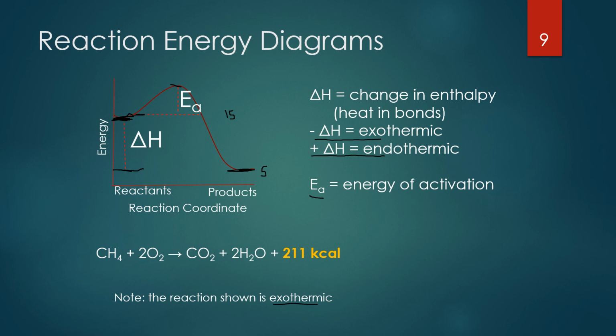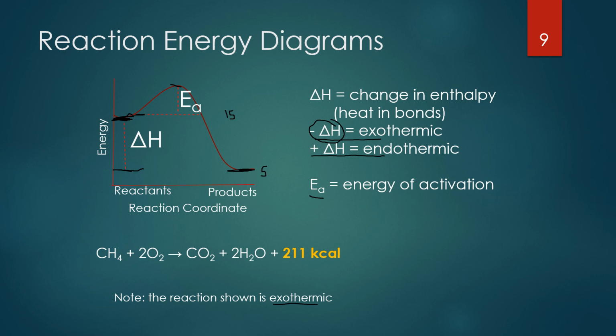So a negative number, or negative delta H, is exothermic. That's how I know just by looking at this diagram. So the rule is, if your products are lower in energy than your reactants, you have an exothermic reaction. Likewise, if we were to switch that and your reactants were lower in energy than your products, it would then be endothermic.